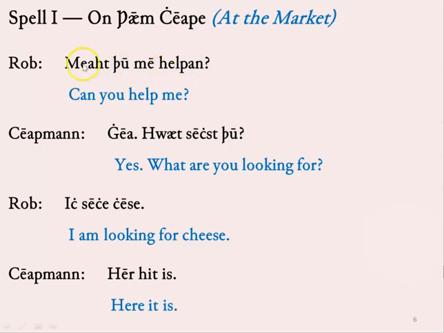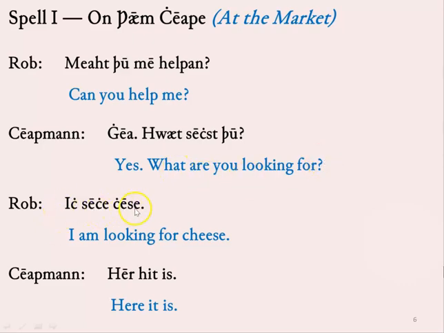Möcht thu me helpan? Can you help me? Ja, wat seichst thu? Seichst. Okay, it's all one word, it's all going together. Yes, what are you looking for? Okay, so the st sound and the ch sound go side by side, which is not something we do in modern English. So, seichst. Yeah, what seichst thu? Yes, what are you looking for?